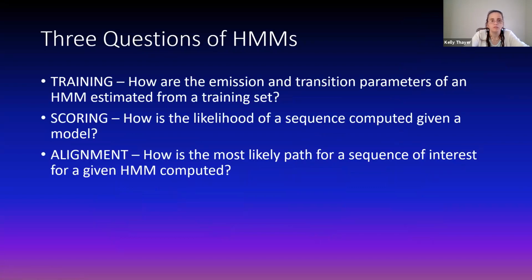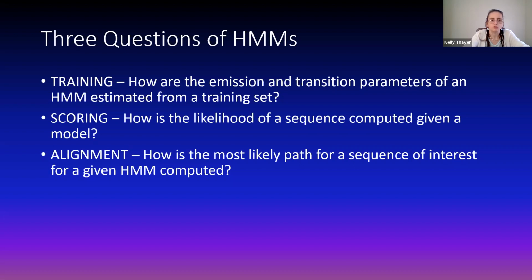So hidden Markov models can be used to answer three major questions. The first question is the training. How are the emissions and transition parameters of the hidden Markov model going to be estimated from a training set? As we've talked about in many of our machine learning talks, we'll need to have a training set of data, and hidden Markov models are no different.